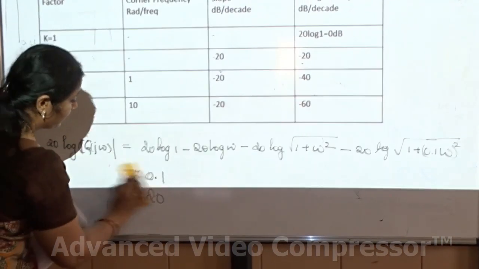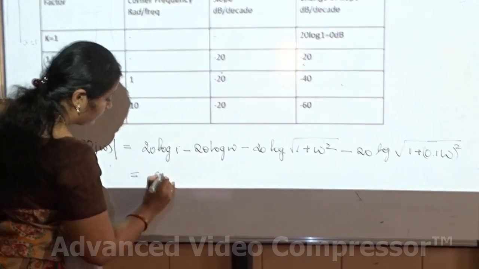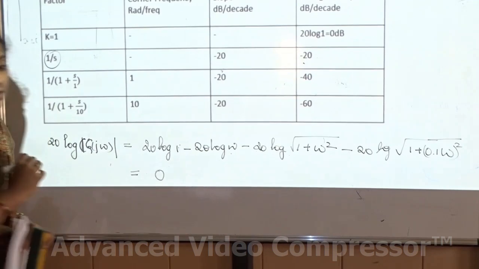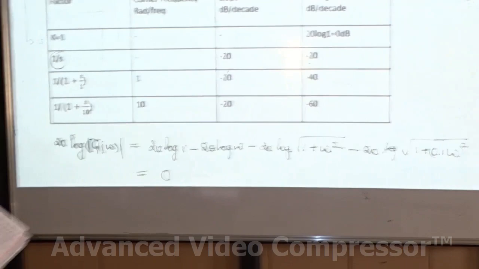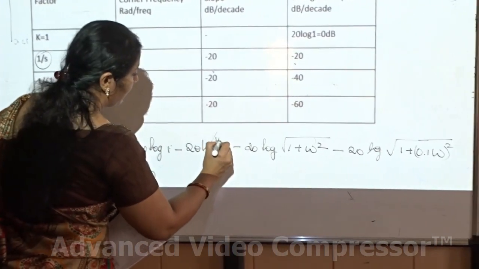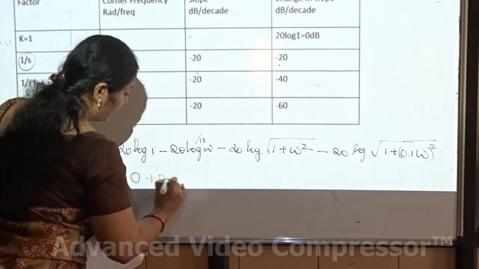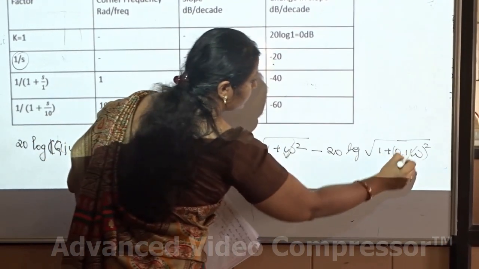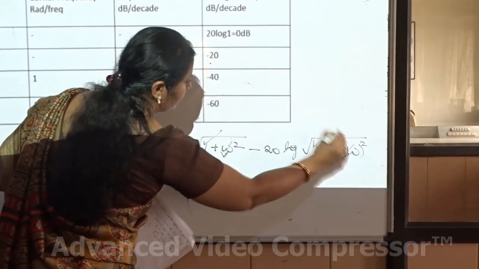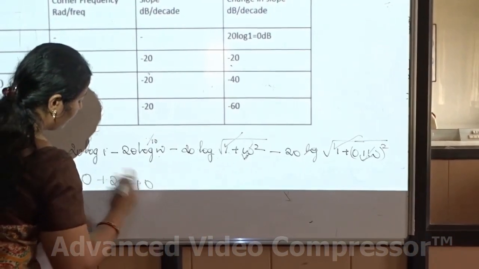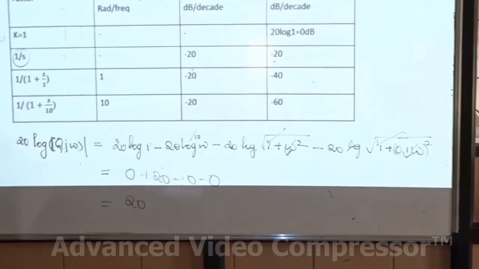See this, what will it give you? This is not dependent on omega, so the first factor will give you 0. What about this? You can calculate it using your calculator, or directly see that 0.1 is nothing but 1 by 10, which is minus 10, so this is going to give you plus 20. Whereas these other values are very small, less than 1 and can be negated. So 20 log 1 dominates, giving minus 0 and minus 0. So the total magnitude is going to be 20.